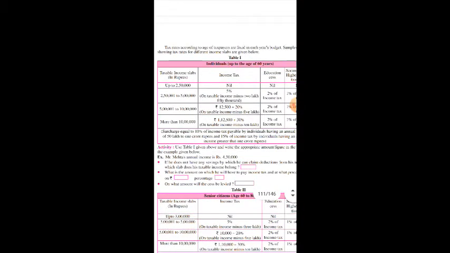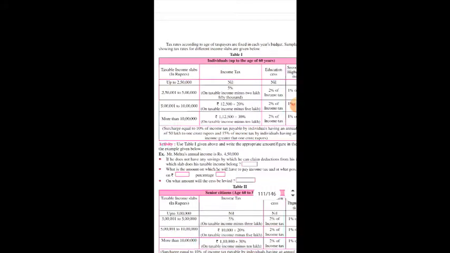See, in the first table you will see up to 2,50,000 income tax is nil. See the first row, education cess says nil, secondary and higher education cess says nil. It means what? If a person is not eligible to pay income tax, he or she will not pay education cess also, or secondary and higher education cess. Okay, so why is it so?